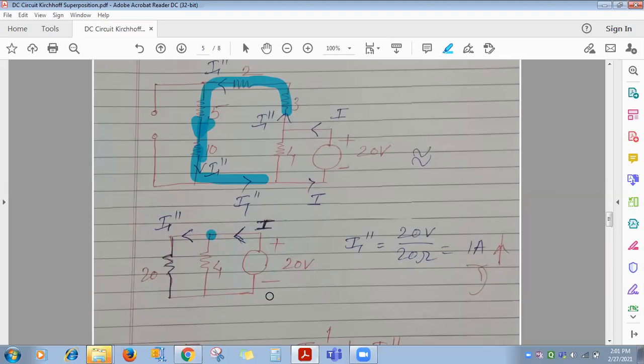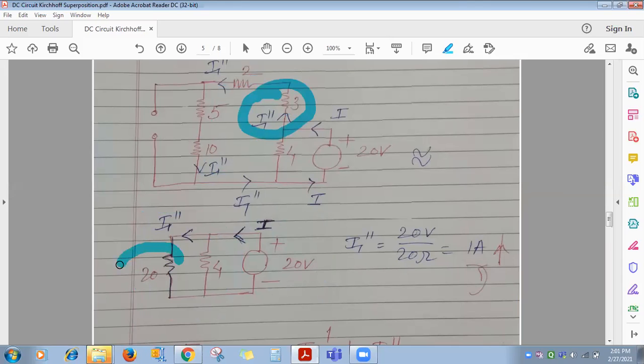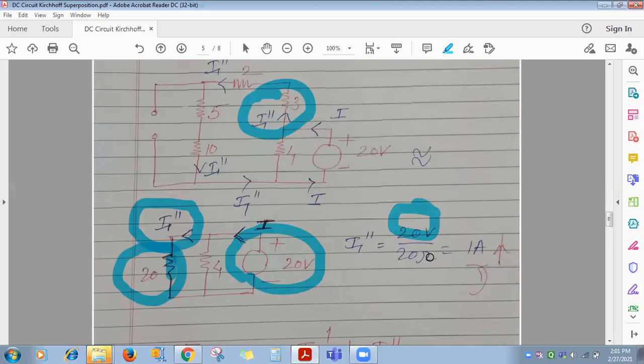Got it? We are interested only in finding out which current. We want only I1 double dash. Through the 20 ohm, which current will flow? I1 double dash. That only we want. We don't have to do anything with the rest of the circuit. So resistance I know, 20 ohm, and voltage across it, 20 volt. So 20 volt divided by 20 ohm, 1 ampere.